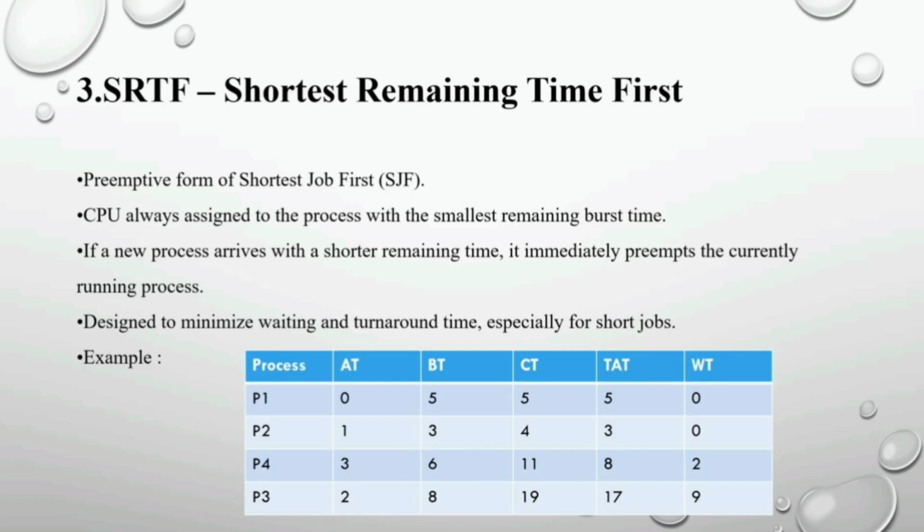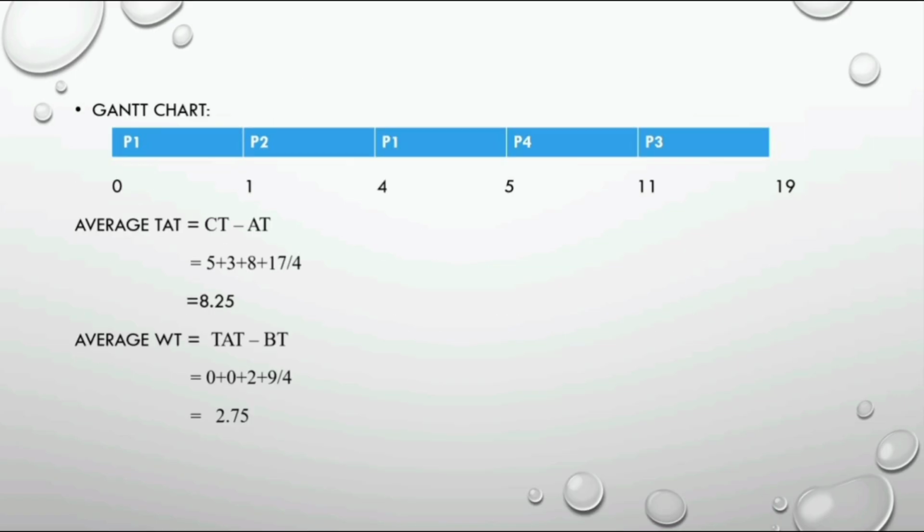Shortest remaining time first is a preemptive version of shortest job first. If a new process arrives with a shorter remaining time, it interrupts the current process and allows the shorter process to complete very quickly. In this example, the CPU switches whenever a shorter remaining time becomes available. The execution order is P1, P2, P1, P4 and P3. The CPU always picks the process with the smallest remaining time.